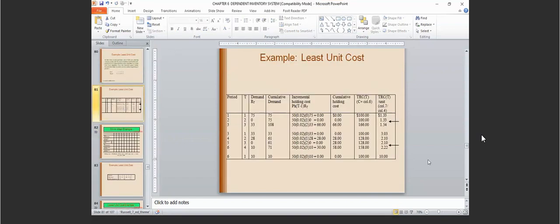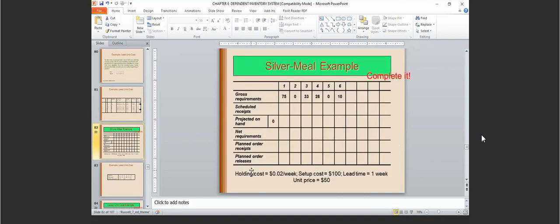Okay, so we have list unit cost for the lot sizing technique here. Based on the same example of input that we have in the previous example about the silver meal algorithm, the holding cost is RM2 per period. The setup cost or ordering cost is 100. We assume that lead time is 1 week, and the unit price is RM50.